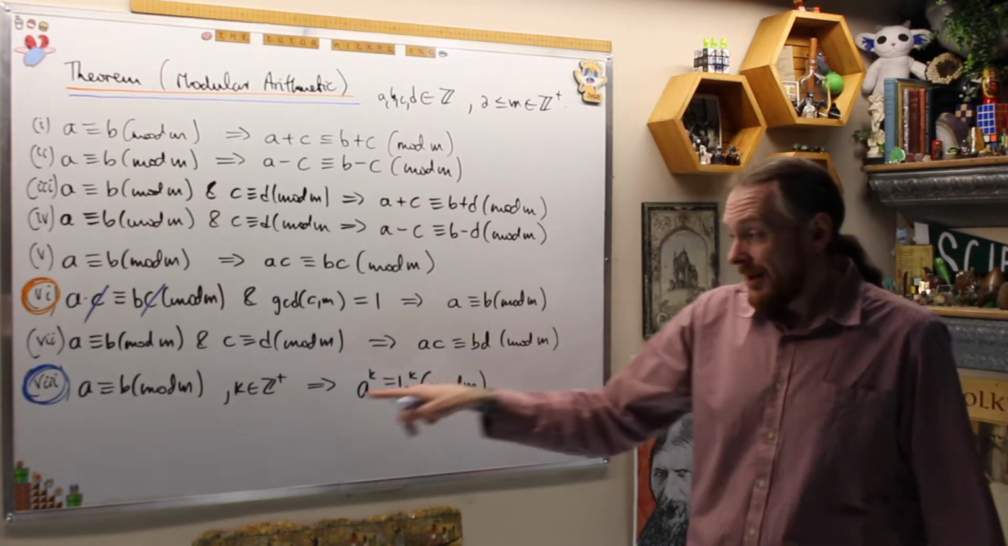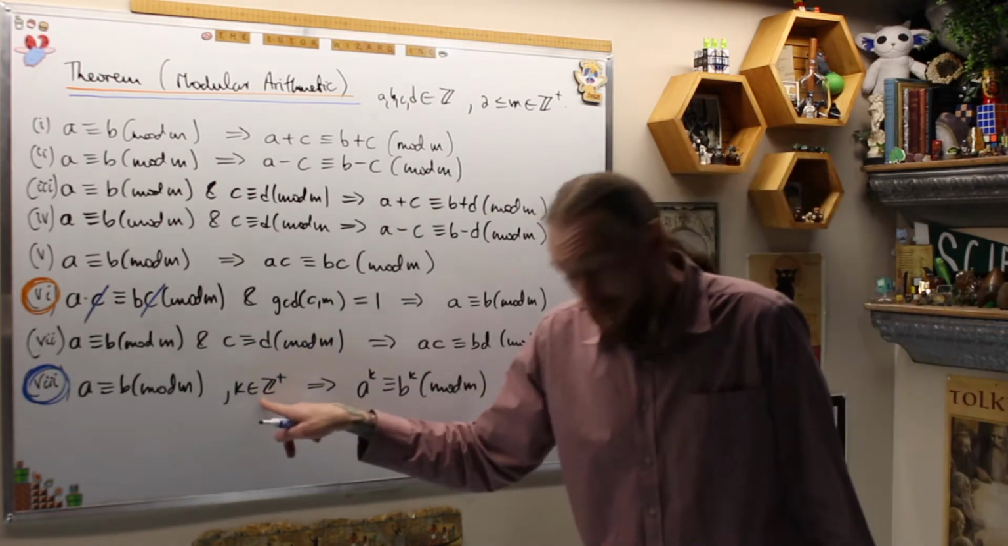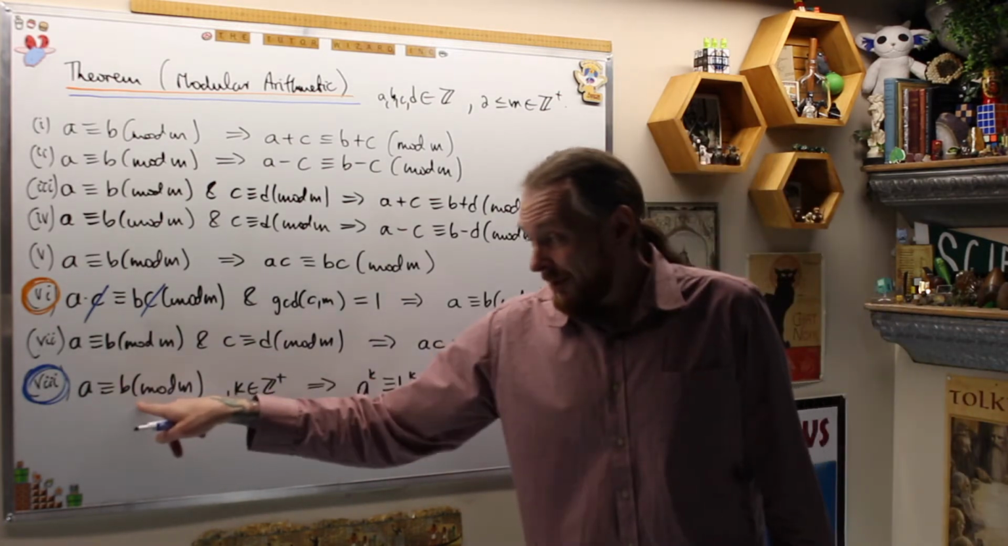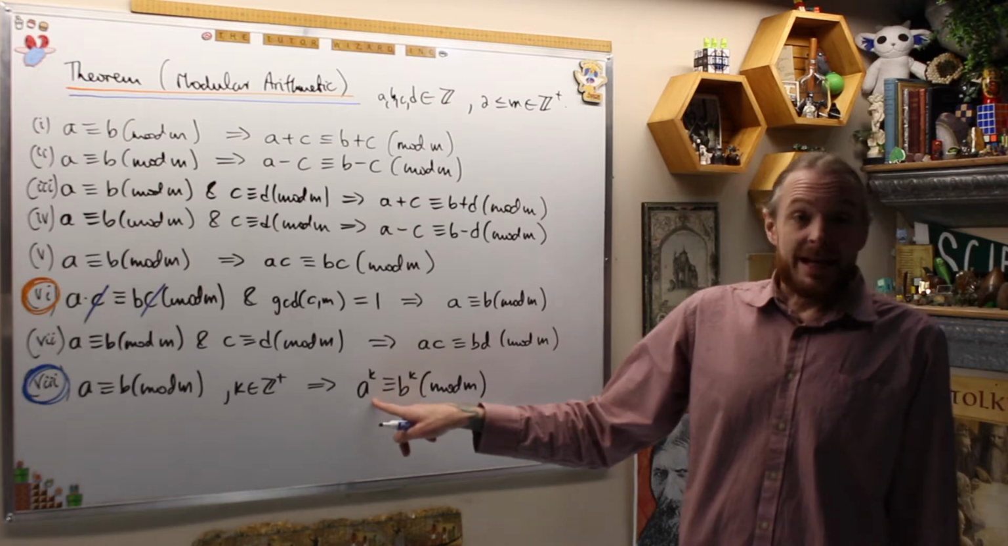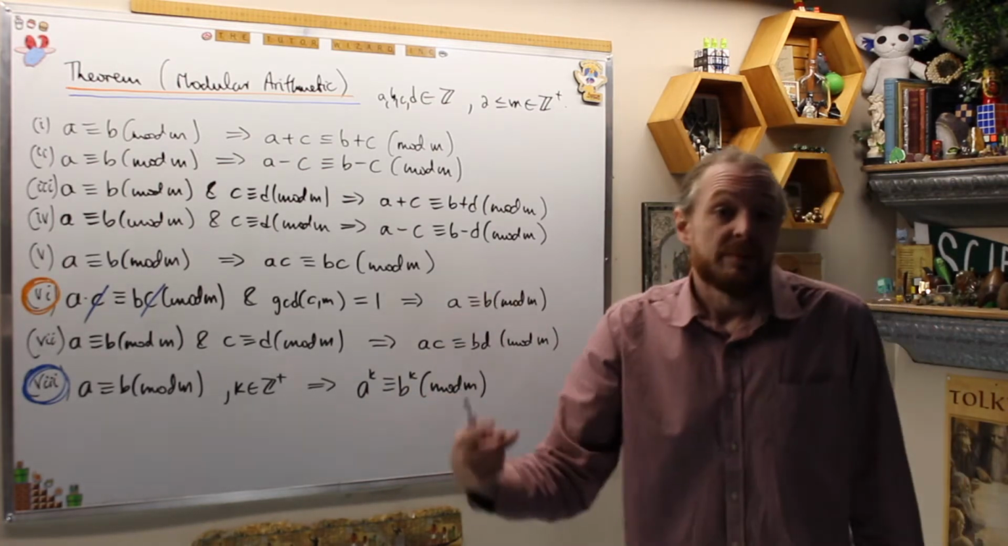And in particular, as a consequence of this, using mathematical induction, we can prove for every positive integer k, if a is congruent to b mod m, then a to the k is congruent to b to the k mod m. This will be extremely useful for our divisibility game.